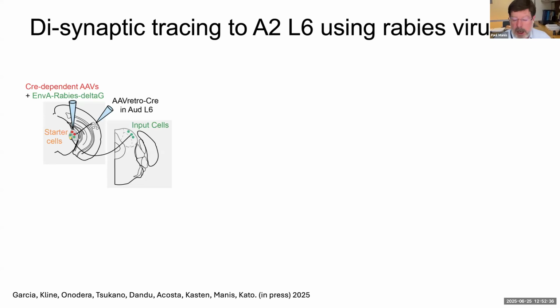I'm not going to go through the entire series of experiments here, but to get at the pathway, one of the key experiments was to do disynaptic tracing to A2, layer 6, using a rabies virus. This was done by injecting the AAV retro-Cre into layer 6. This retrogradely labels cells in the geniculate that are projecting to layer 6, and then a second injection is made into the geniculate, which will recombine with these, and then retrogradely label the input cells that are connected to this layer 6 input.